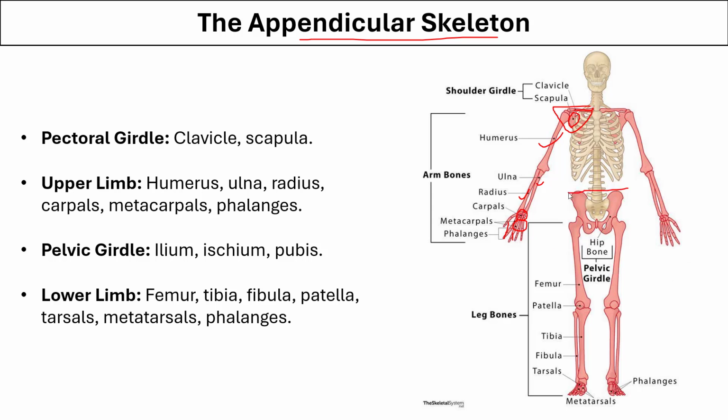Your pelvic girdle has the ilium, ischium, and pubis, the 3 bones that make your pelvic girdle.